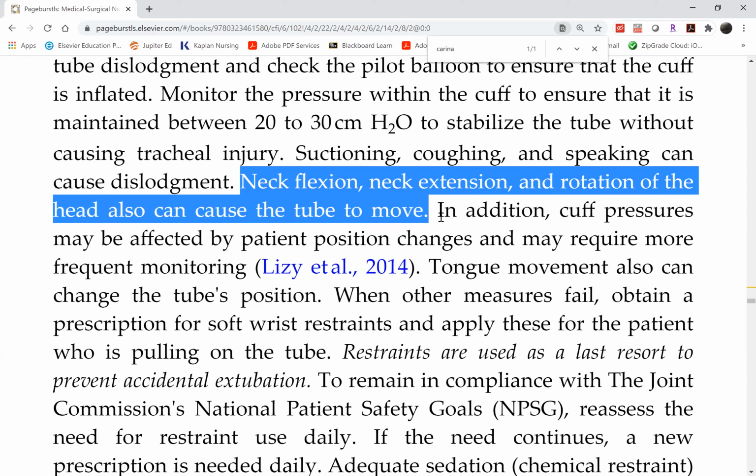I'm not saying you only check and verify placement once. Of course, we're not going to get an X-ray all the time, because that's the whole point of marking the position at the teeth or at the lip. That way, you don't have to require chest X-ray all the time. And then you do have the capnometer to check for the CO2 level. So as long as the numbers are either normal or high, then it's in the trachea.